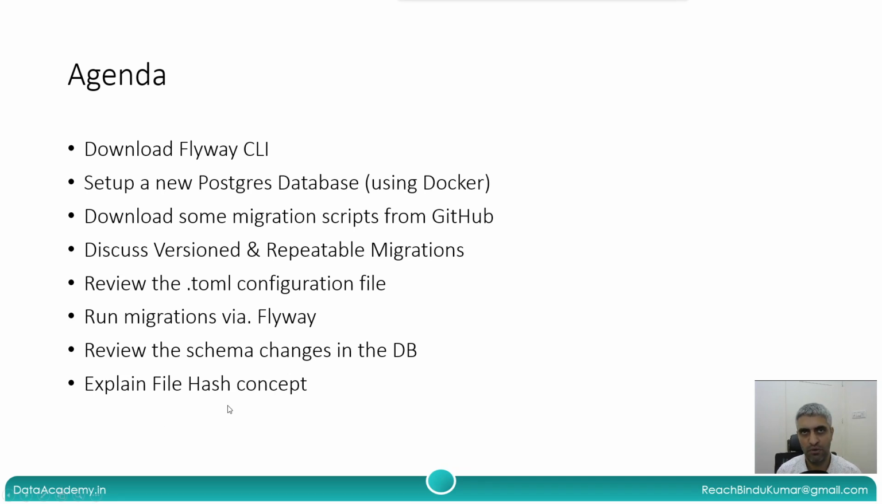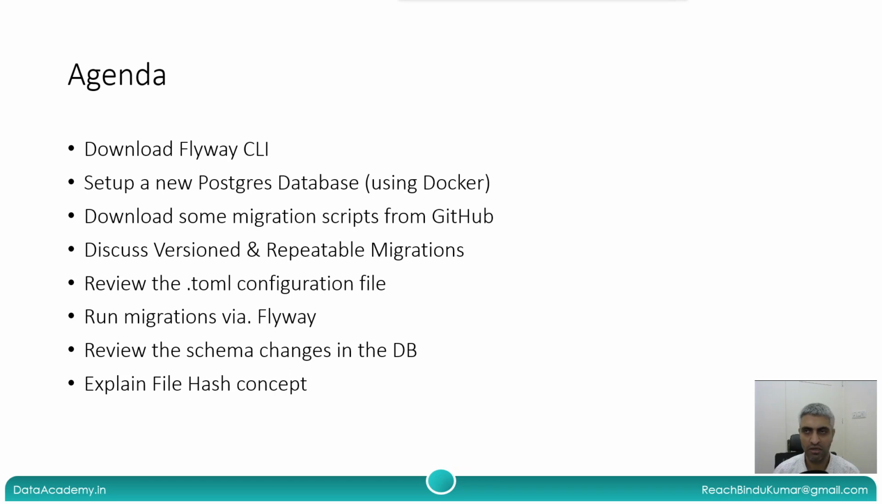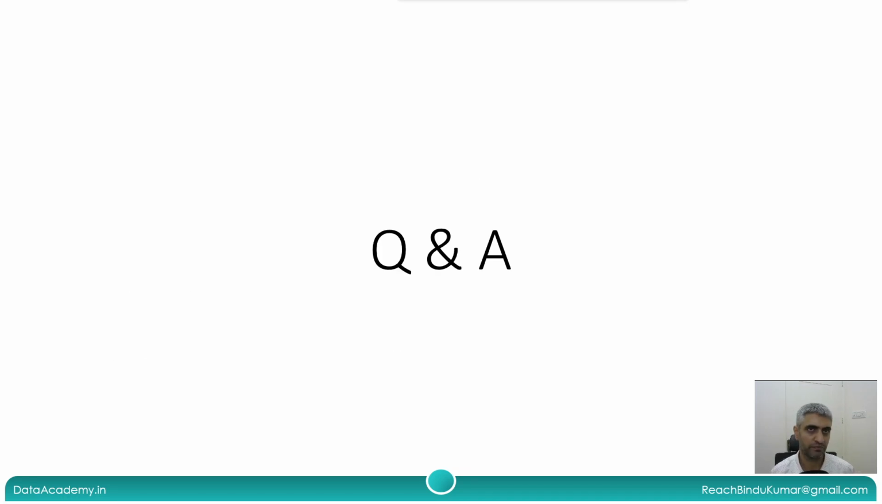And very important, we looked at the file hash concept, or the checksum, and how the checksum is used by Flyway to determine whether a versioned migration file has been deliberately or accidentally changed, or a repeatable migration has been updated and it should be run again. So the file hash concept or the checksum is a very critical feature of Flyway, which it uses to decide whether migrations have to be run or not. I mean, if there have been no changes, nothing has to be done. So this was a quick recap of what we did in this video.